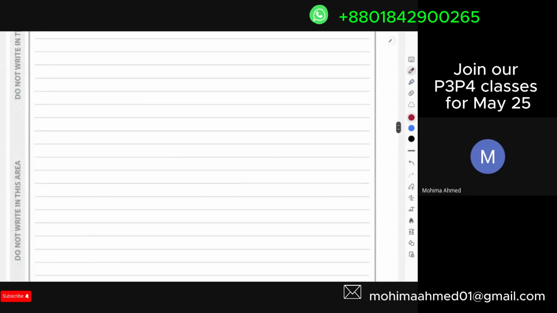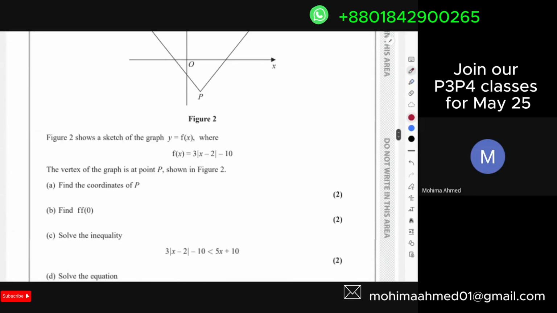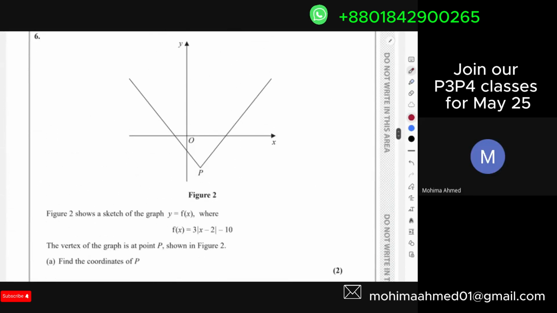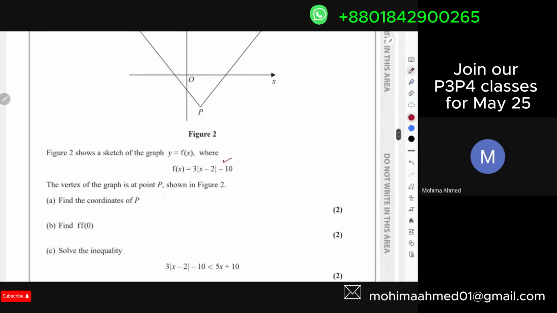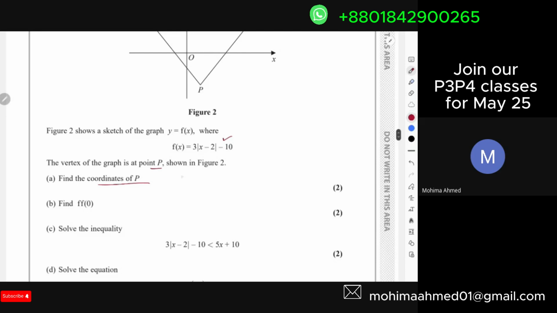Okay, then if we move on to question 6, this one is functions again. Figure 2 shows a sketch of the function f of x. This is the equation, and for the vertex at point P, find the coordinates. I've always told you that for the vertex, your modulus part of the equation is equal to 0, right? So if that part is equal to 0, then x minus 2 equals 0. That gives you x equals 2.